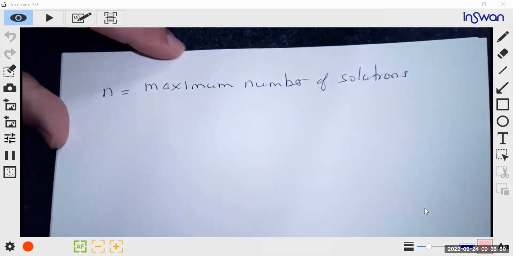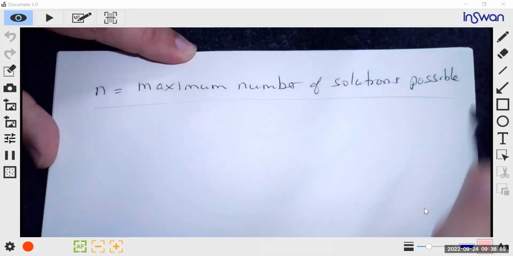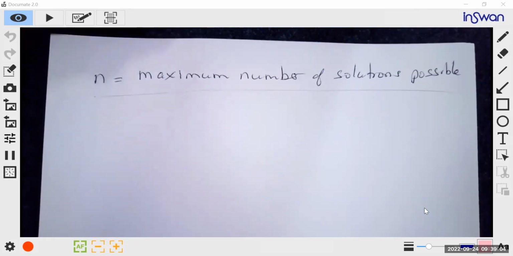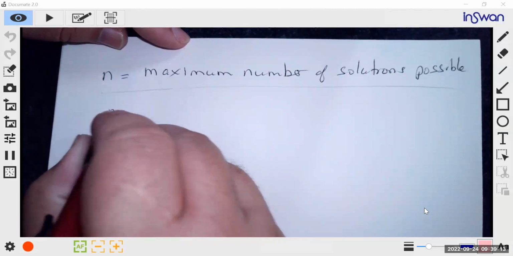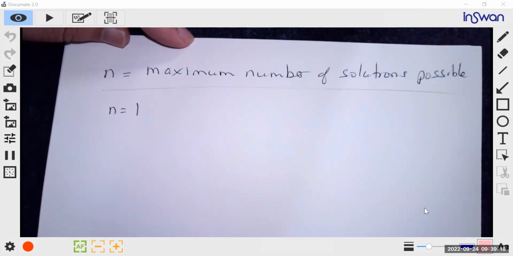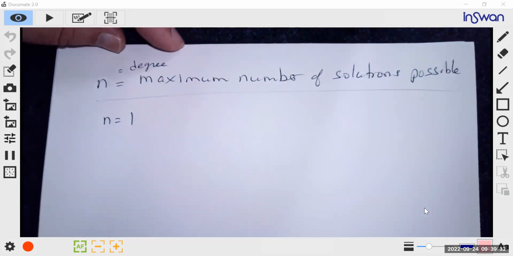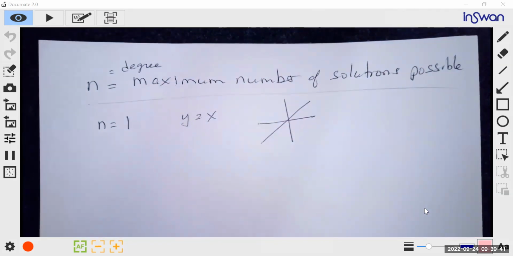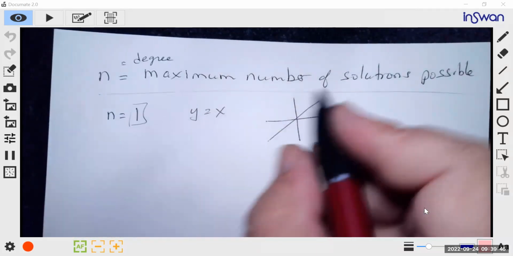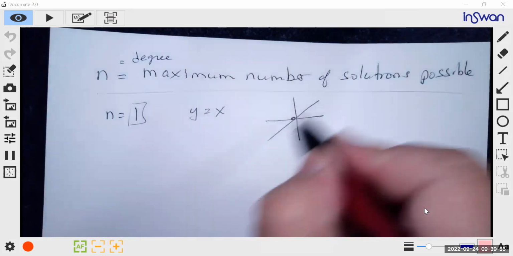So the degree n equals the maximum number of solutions possible. So let's look at the basic one. When n equals 1, what kind of equation is that? Remember, this is your degree. It's a straight line. Remember, the degree tells us the number of intercepts we can have. There's one solution, one x-intercept. And 1 minus 1 is 0, so it has no vertices.